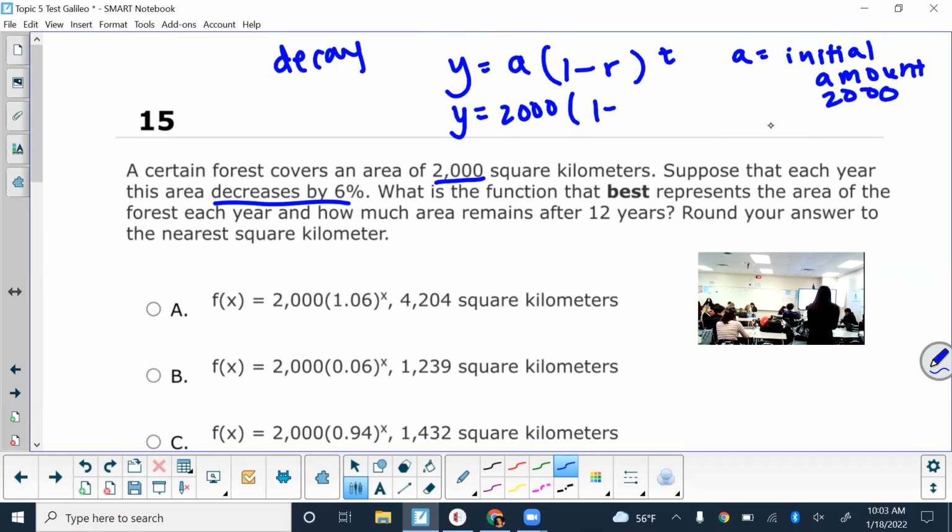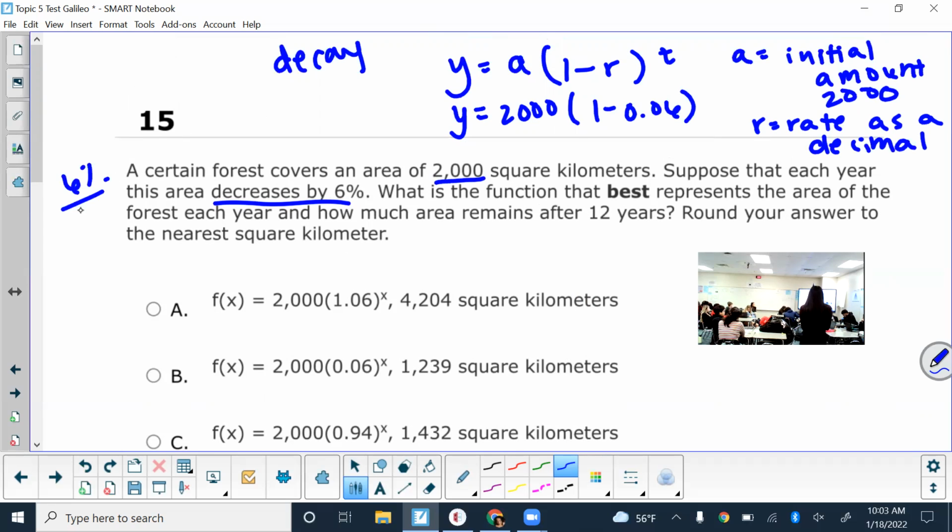What does R stand for? The rate, and it has to be written as what? As a decimal. So it's decreasing by 6%. What is that as a decimal? 0.06. Now, if you're ever unsure, you can write this down, like how to go from percents to decimals. You just divide it by 100%, and then you get 0.06 as your decimal.